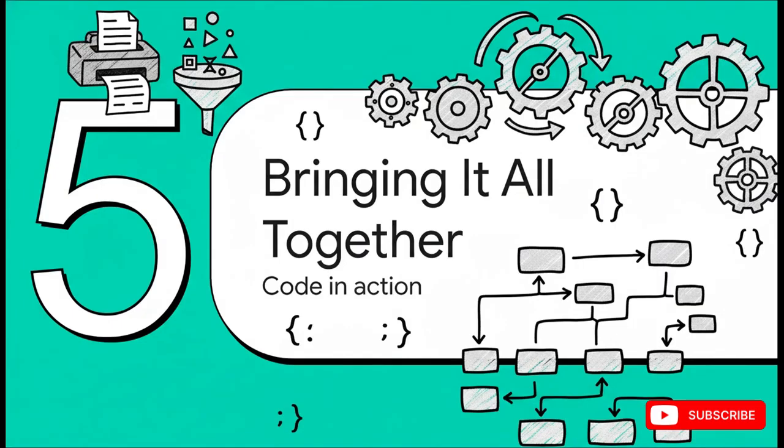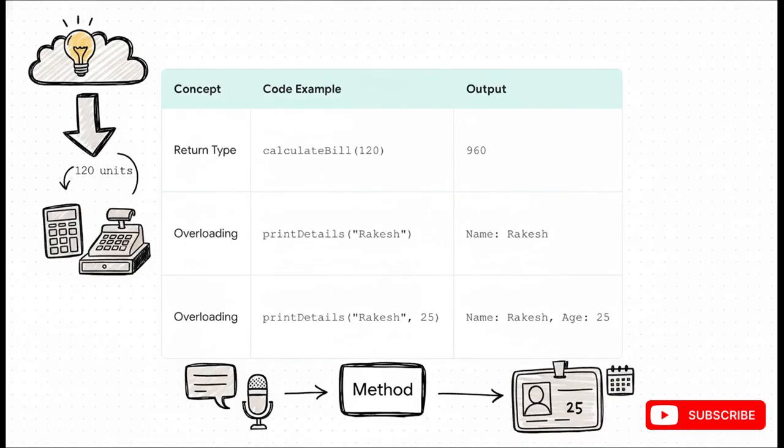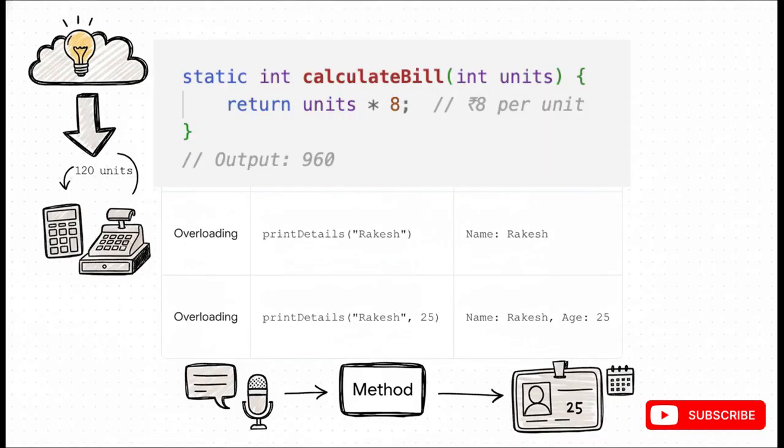All right, theory time is over. We've talked about reusability, parameters, return types, overloading, and that all-important photocopy principle. Now let's assemble all these pieces and see this machine run with some actual code. So check this out. First up, the return type. We call calculateBill with the number 120, and boom, it does its work and returns the value 960.